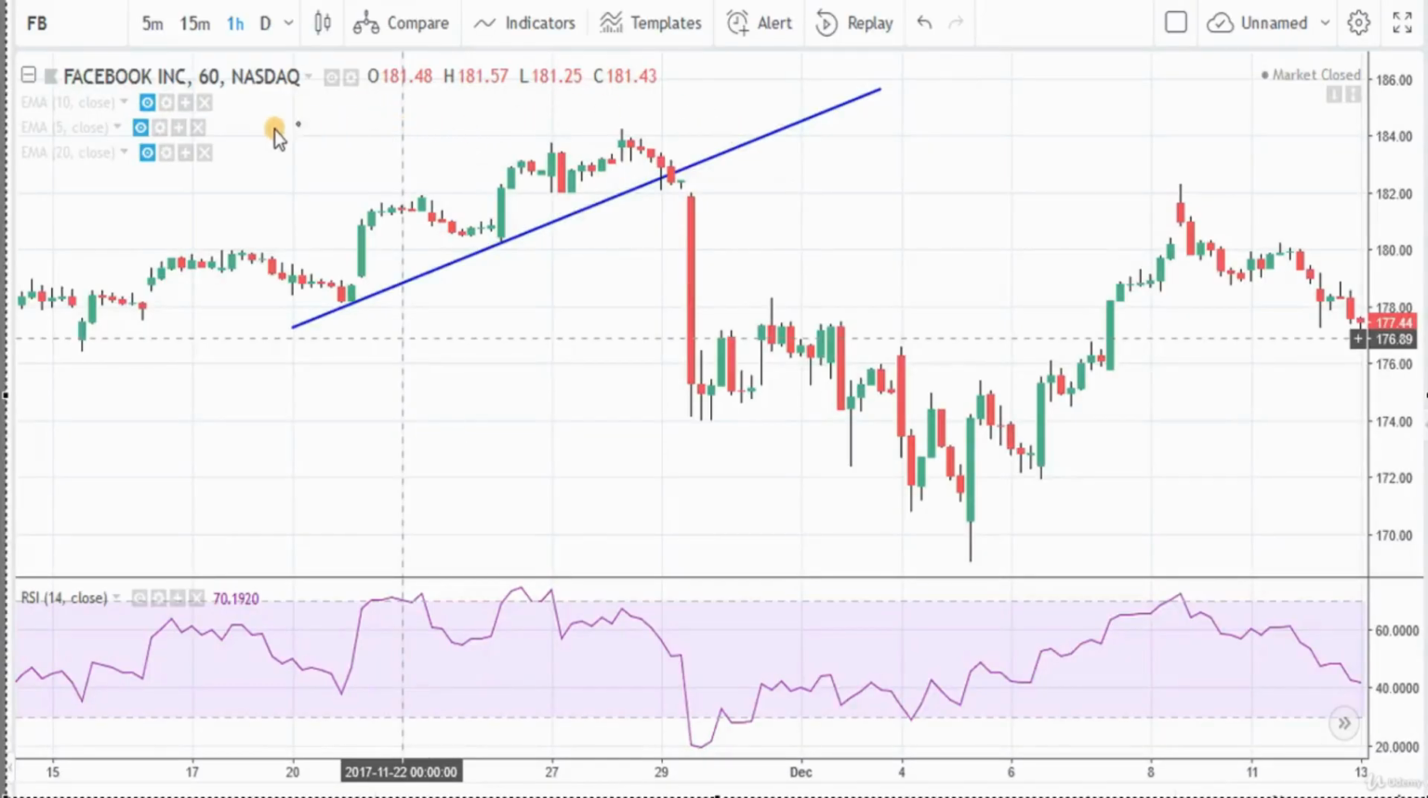This is the hourly chart of Facebook Incorporation. We can see here that prices are going in upward direction, but RSI is giving us a negative divergence here. So, the peaks giving us a negative divergence: this is peak 1 and this is peak 2. The corresponding troughs are, this is the trough of this peak and this is the trough of this peak.